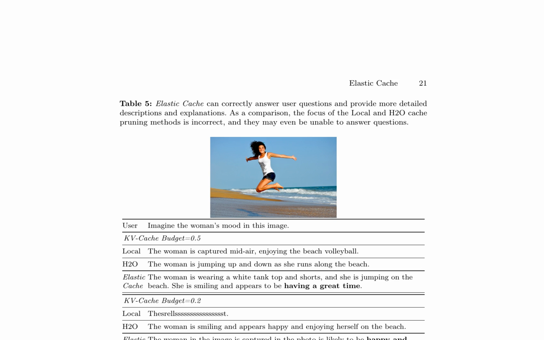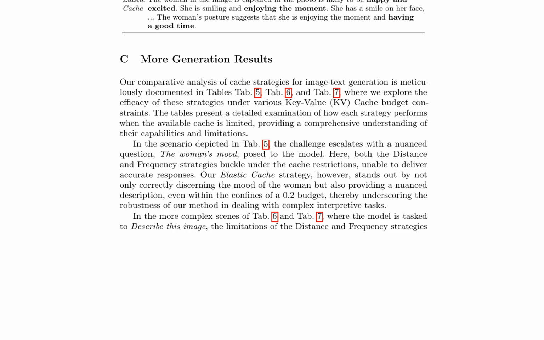For instance, when asked about the woman's mood in an image, the Elastic Cache generates responses that provide robust and nuanced descriptions, such as, "The woman is wearing a white tank top and shorts, and she is jumping on the beach. She is smiling and appears to be having a great time," and, "The woman in the image is captured and the photo is likely to be happy and excited. She is smiling and enjoying the moment."